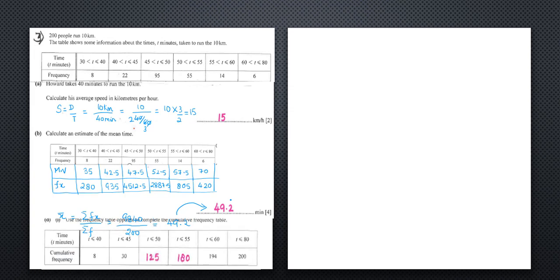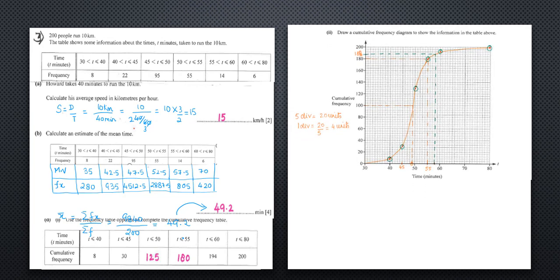Next part of the question, oh sorry, there's an overlap here, but anyway, it is similar to the previous question, completing the cumulative frequency table. So 8 plus 22 to get the 30, 30 plus 95 to get the 125, and 125 plus 55 to get the 180. Proceeding further, we were to draw the cumulative frequency diagram, which as you can see is already there on this figure, and we're going to use this curve to infer the information that we need.